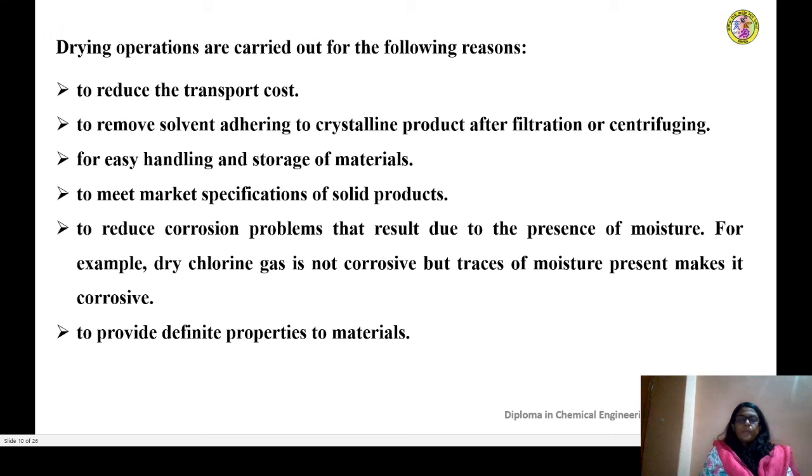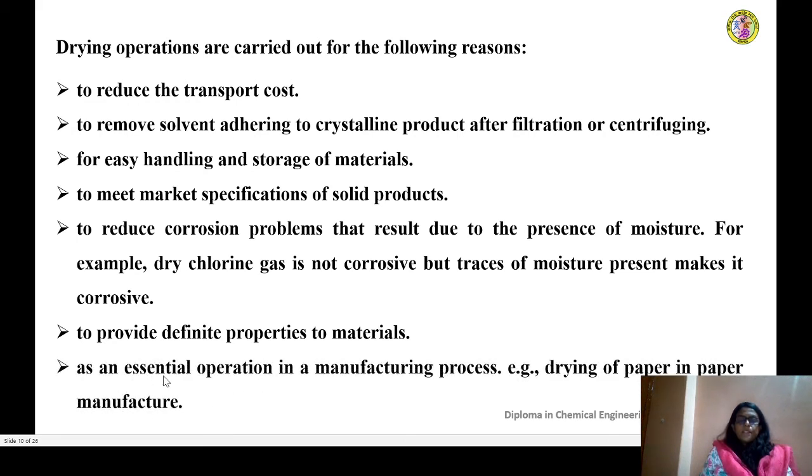To provide definite properties to materials. In a certain dried condition, the materials, the products, acquire certain properties. So to give that property to the material, the product has to be dried to the required extent of moisture content.